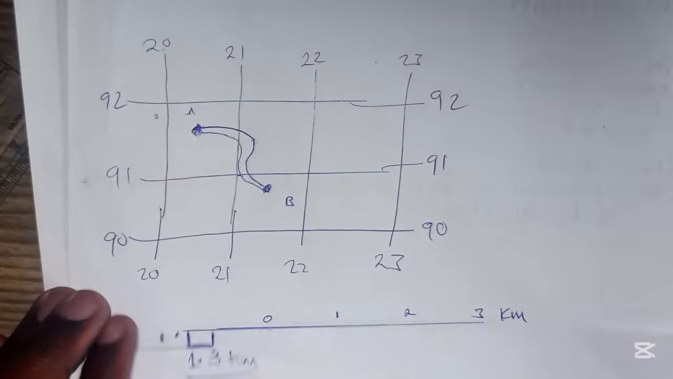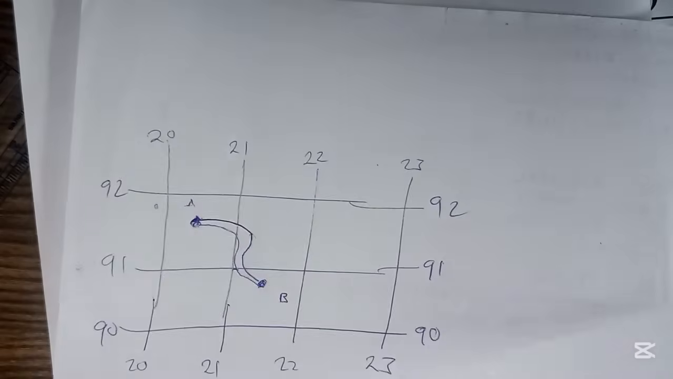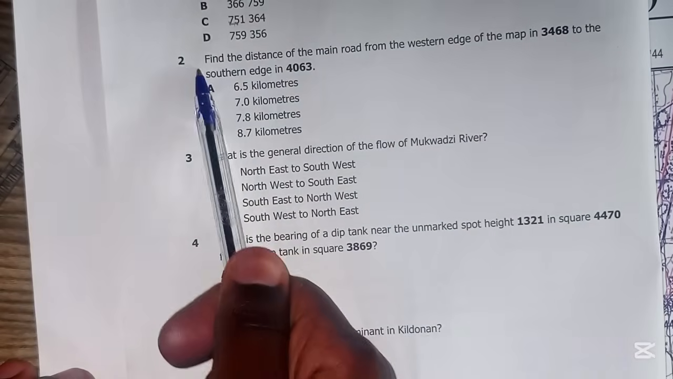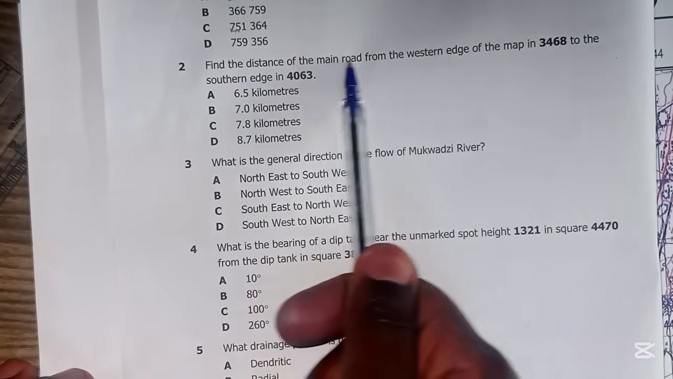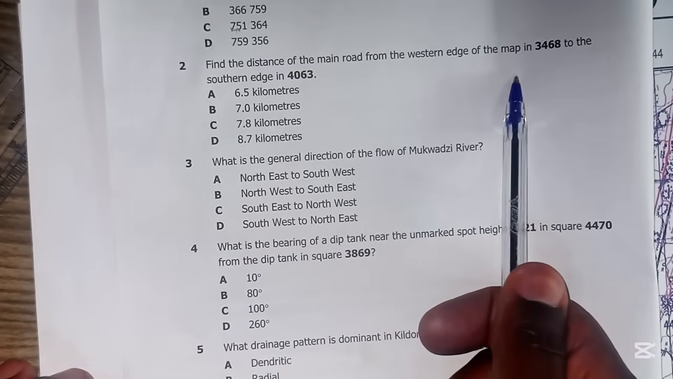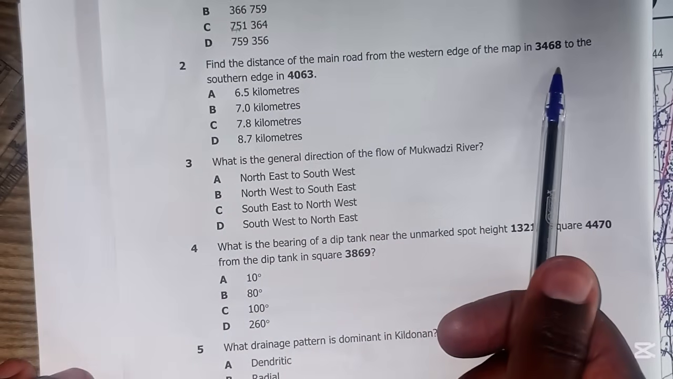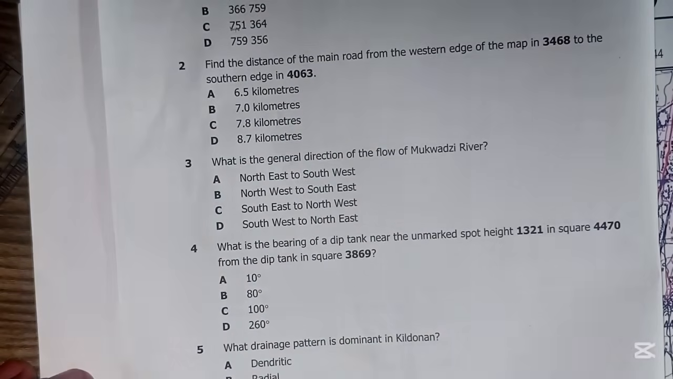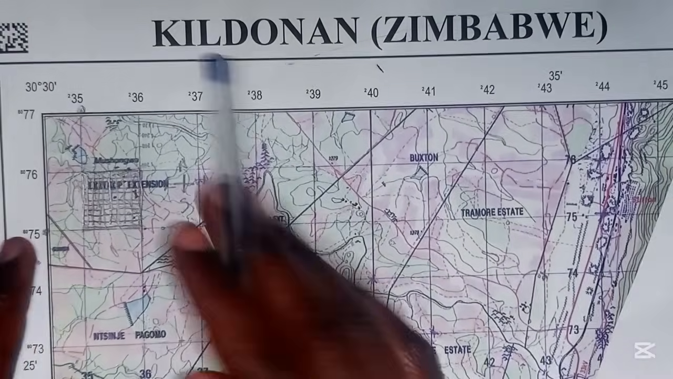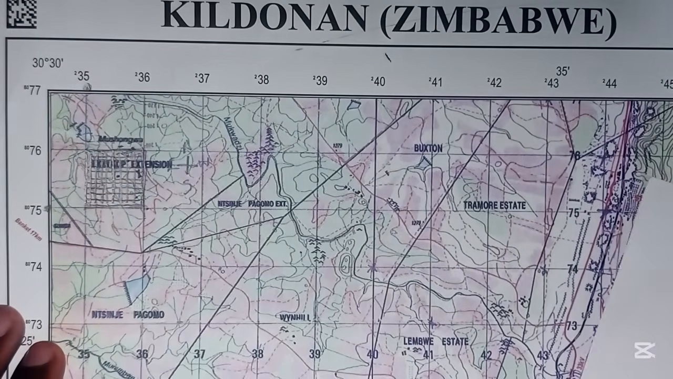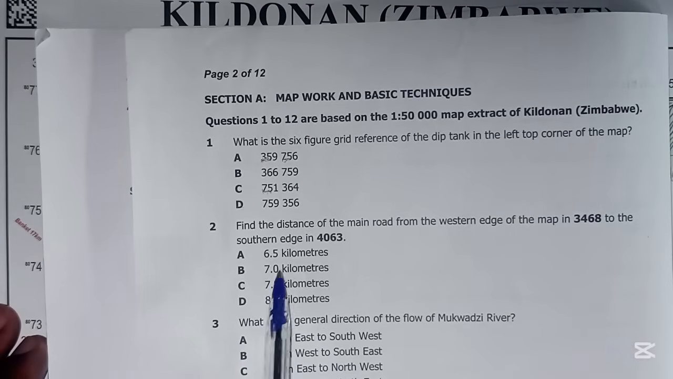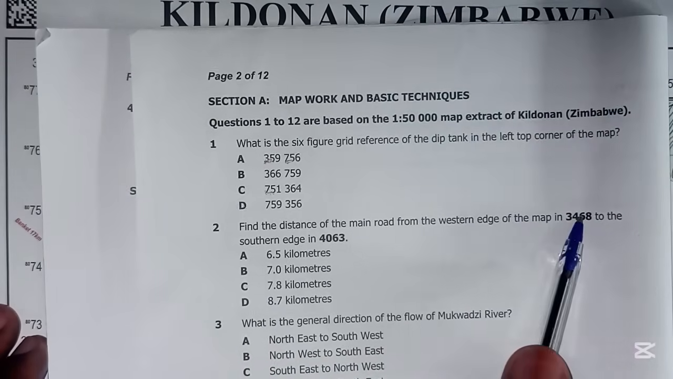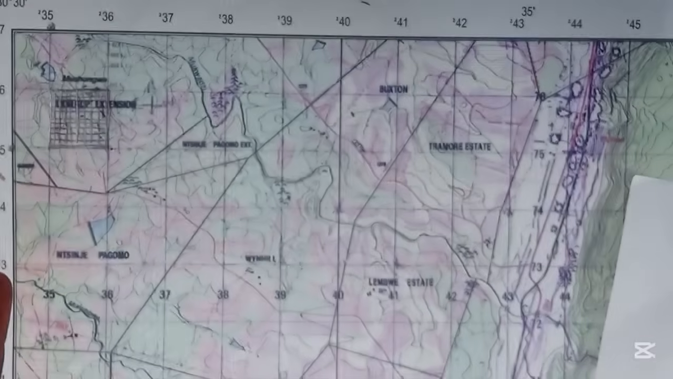Now let's get to our map. Now the question is saying, according to question 2, find the distance of the main road from the western edge of the map in 3468 to the southern edge in 4063. So what you do is you get your map, then you look at the question. It is saying in grid 3468. So let's get to that grid.